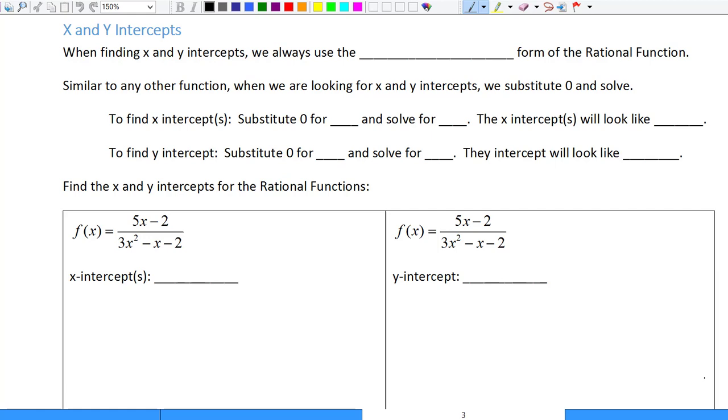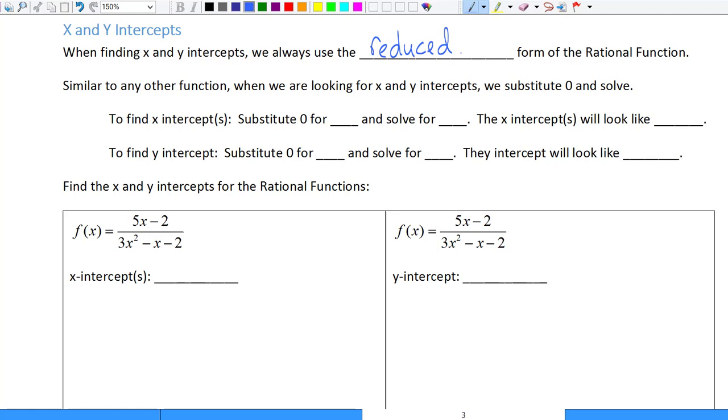Next, we're going to find x and y intercepts. When finding x and y intercepts, we always use the reduced form of the rational function. Similar to any other function, when we are looking for x and y intercepts, we substitute 0 and solve.